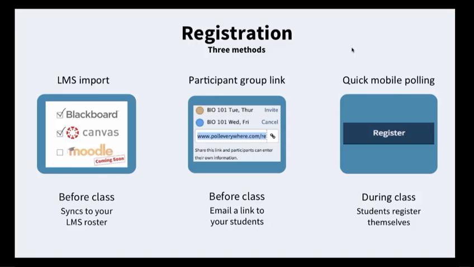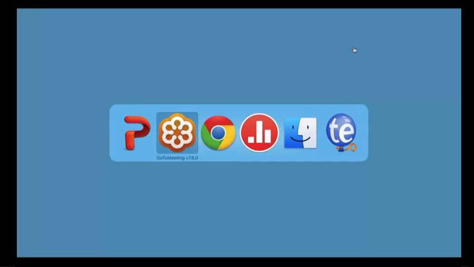The participant group link is an easy link that you can email out to your students before class. I'll show you where that is on the website, and I'll also show you how to enable quick mobile polling, which is a really easy way to register students during class or any stragglers. All right, so let's head over to the web and show you how that's done.